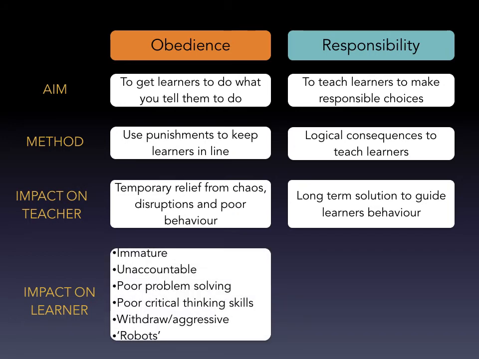But more importantly, the impact for the obedience model is you are grooming an immature child who doesn't take accountability for their actions. They have poor problem-solving skills and poor critical thinking skills. They can't look at a situation, look at their different options, and critically decide which one is better for them. They can become withdrawn or aggressive, and lots of the time you're just producing little robots to say yes ma'am and no ma'am without questioning or thinking for themselves.